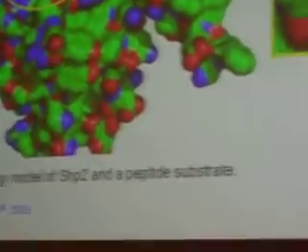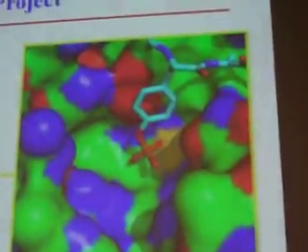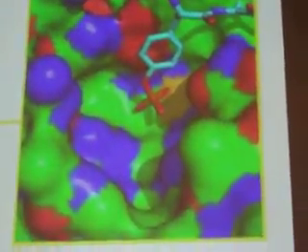Here's the active site of SHP2, and SHP2 is a phosphatase, meaning its role is to dephosphorylate its substrate. That cross-looking thing that you see right there is a phosphate group. So what we want to do is find an inhibitor that can fit into that pocket so it can block its activity with its substrate.